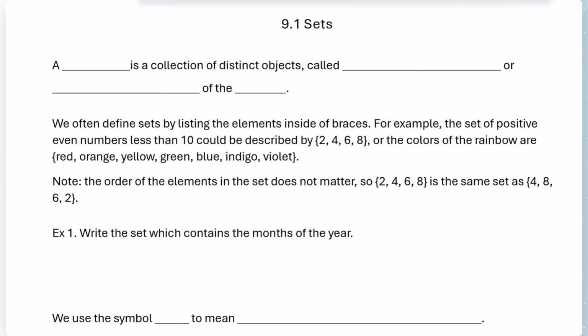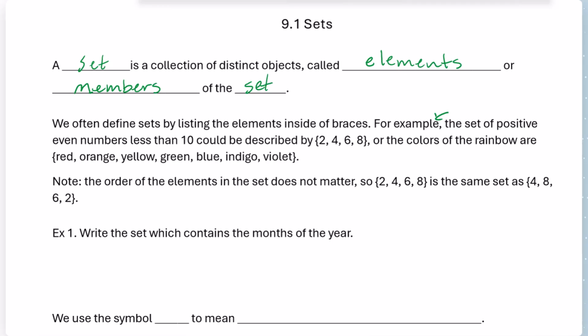Moving on into chapter 9, we're going to start looking at sets and Venn diagrams. So, by definition, a set is a collection of distinct objects called elements. All right, so a set is a collection of distinct objects called elements or members of the set. All right, we often define sets by listing the elements inside of braces.